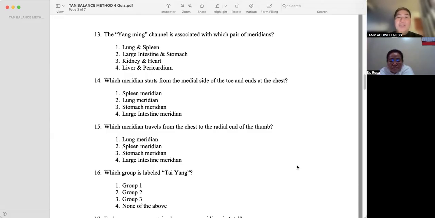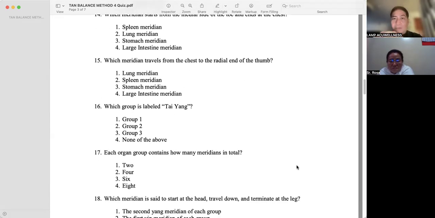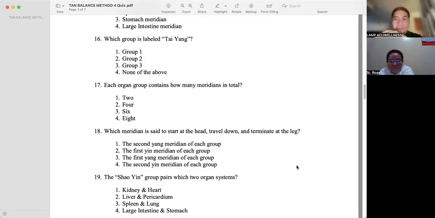Which meridian starts from the medial side of the toe and ends at the chest? Toe to chest. Spleen meridian. Which meridian travels from the chest to the radial end of the thumb? Lungs meridian. Which group is labeled Taiyang? Group 2. Taiyang.